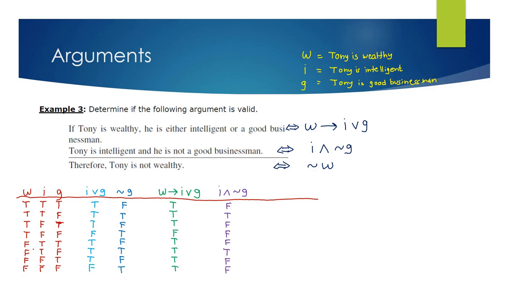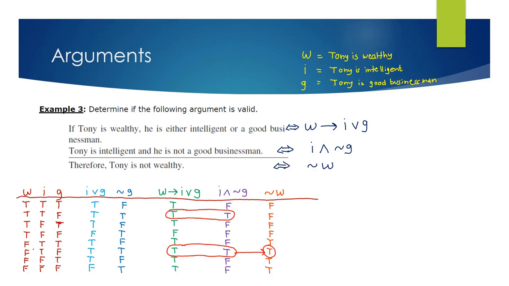And lastly, I'm going to make a column for not W, because that's my conclusion. I'm looking at the first column and just reversing all the truth values for that. Those last three columns are what I'm now going to focus my attention on. I'm looking for instances where the green and purple columns have trues in them. So I have two instances of that, where both of them are true.